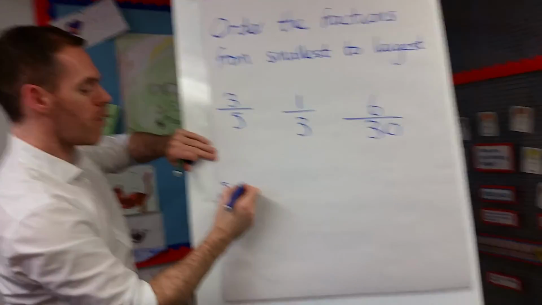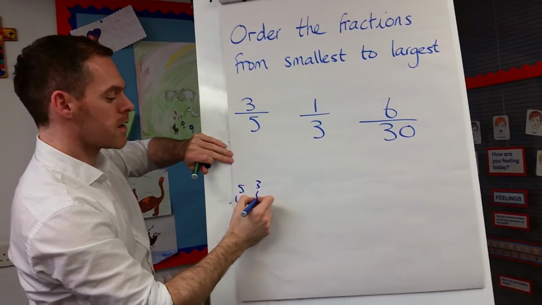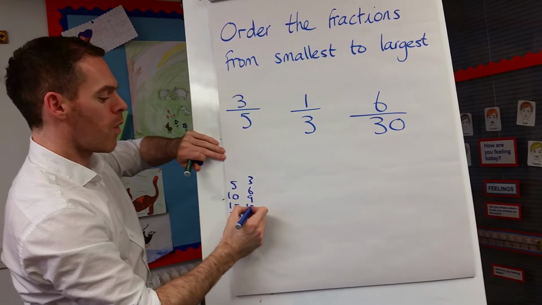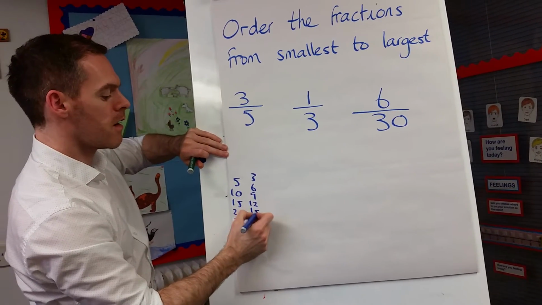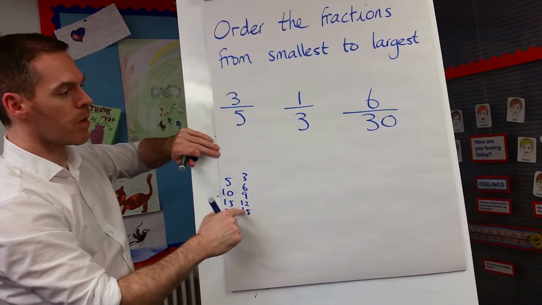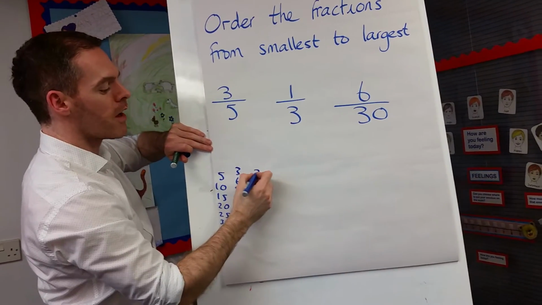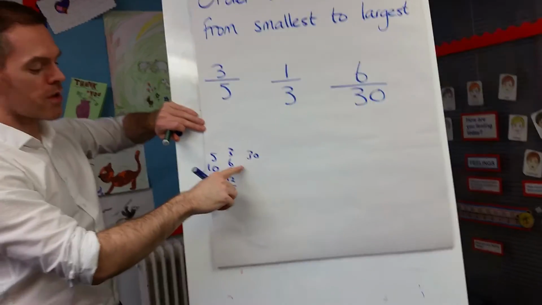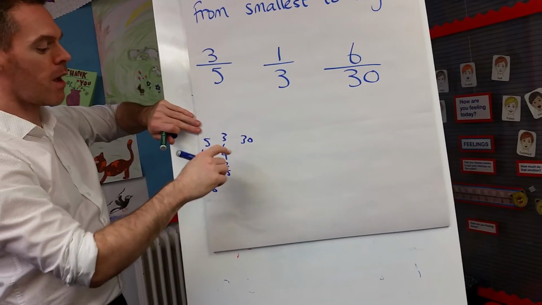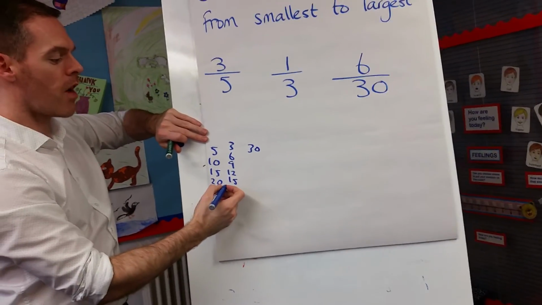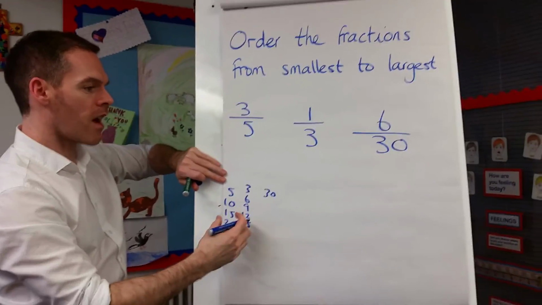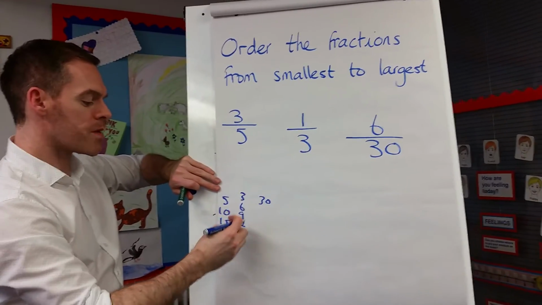Let's do some groups of 3. 3, 6, 9, 12, 15. Okay, so you can see they've both got 15, so I'll stop there. But this is already 30, so I need to keep going until I get to 30. I've got this one to 30. I've got to keep going with this one and see if I can get to 30.